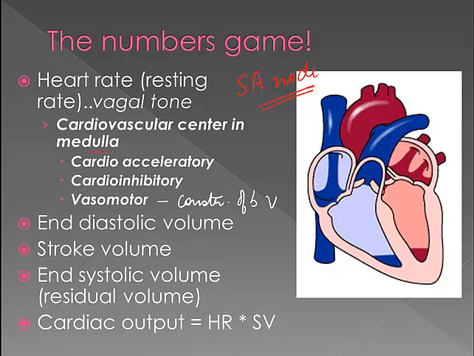The acceleratory center is under control of the sympathetic nervous system. The cardio-inhibitory center links up with the parasympathetic nervous system. And so the sympathetic nervous system will both increase the heart rate as well as increase the contractility of the ventricles. The parasympathetic only has an effect on the heart rate, and it decreases the heart rate.